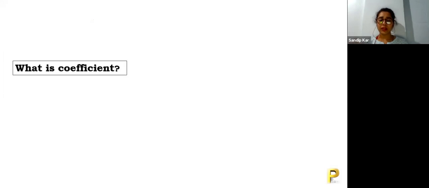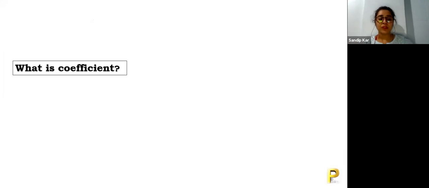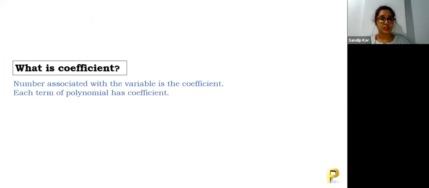So here we have some terms related to polynomials. Let's get into it and learn about them in detail. What are those terms? First we have: what is a coefficient? The number associated with the variable is the coefficient. Each term of the polynomial has a coefficient. I've already told you what a term is: a term is each part of the polynomial separated by the operations.